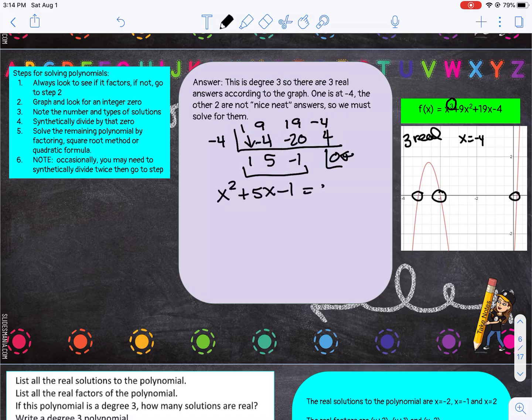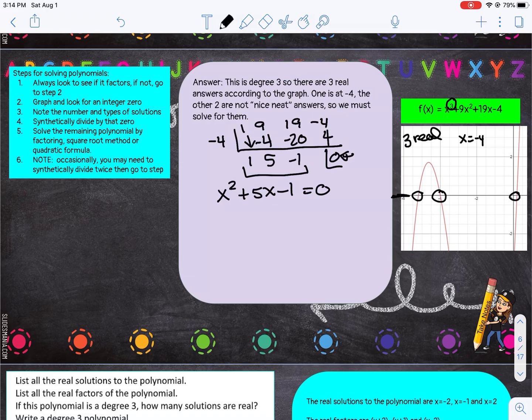This is our quotient. We are going to rewrite it with our x's back in, and we are going to solve that. We want to figure out where it's crossing that x-axis, so that's why we're equaling it to 0, because remember, values on the x-axis have a y value of 0.